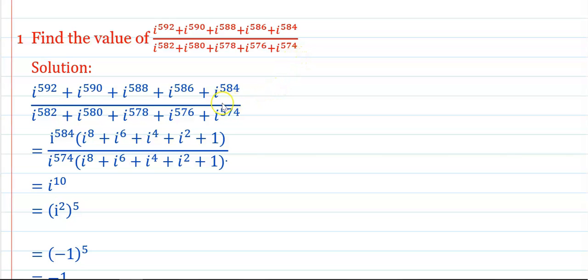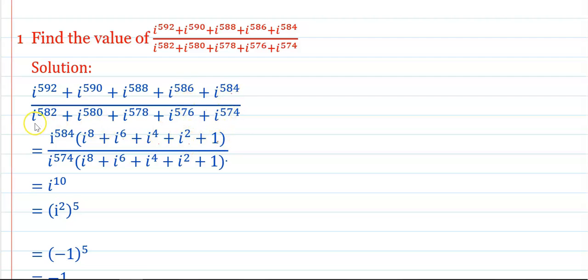Okay. यामध्ये कुठली पॉवर कमी आहे तर न्यूमरेटरला 584 and therefore we will take the 584 as a common. Then in bracket you will get i raised to 8, i raised to 6, i raised to 4, i square आणि लास्टला 1 येणार.